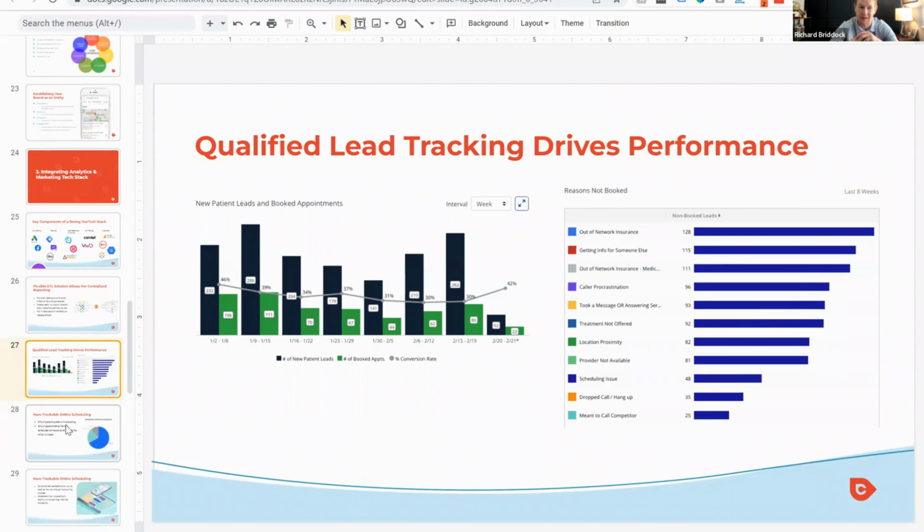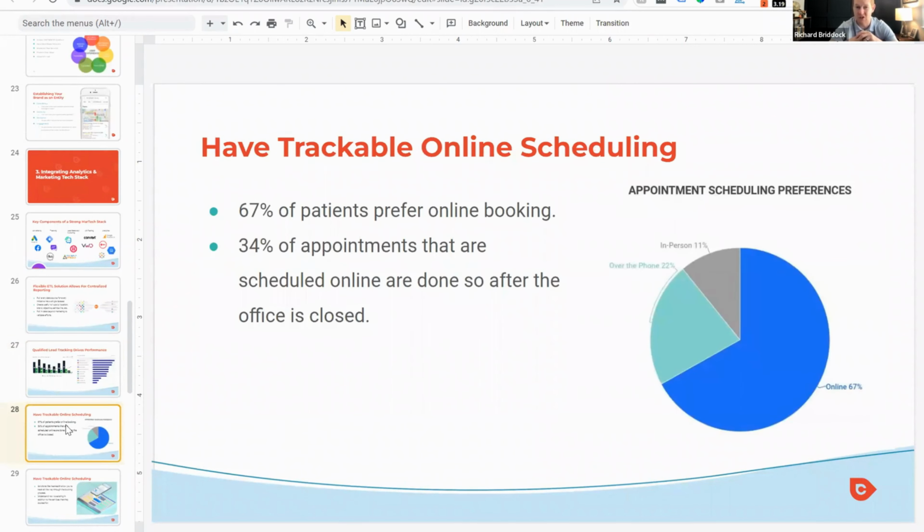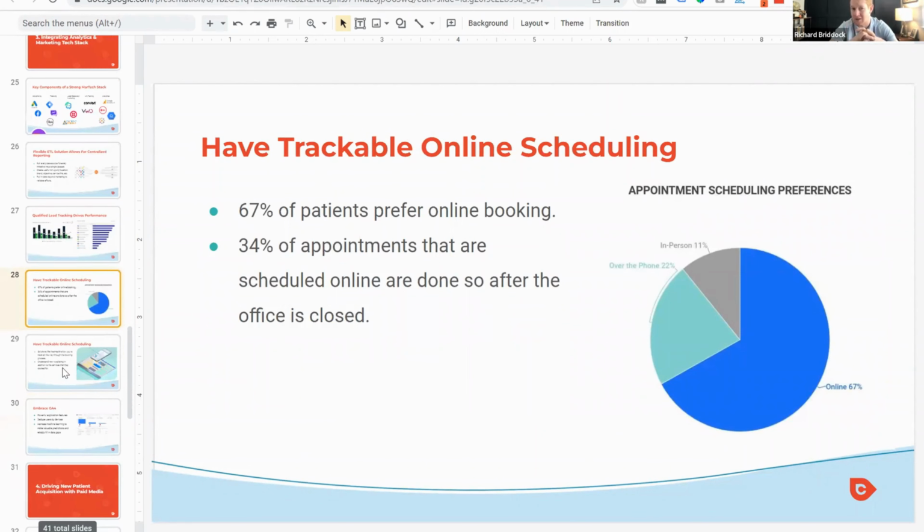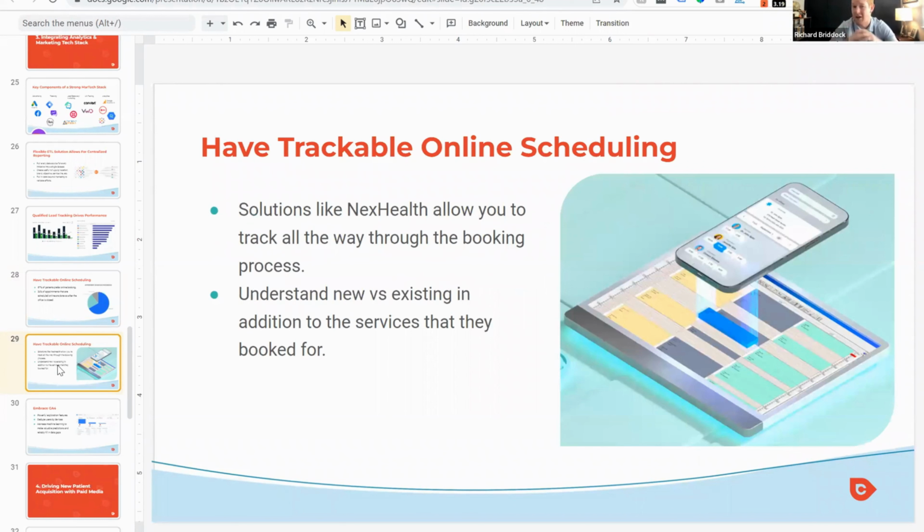I think beyond that, the next thing, and obviously this is a shift that we're moving towards, but having a trackable online scheduling technology. So some of these stats around online scheduling are pretty intense. 67% of patients now prefer online booking, 34% of appointments that are scheduled online are done so after the office is closed. So just having a good phone number, a prominent phone number, is not really going to cut it anymore, right? Because a lot of people are making those appointments or want to make those appointments at 8 p.m. because they have a really busy life.